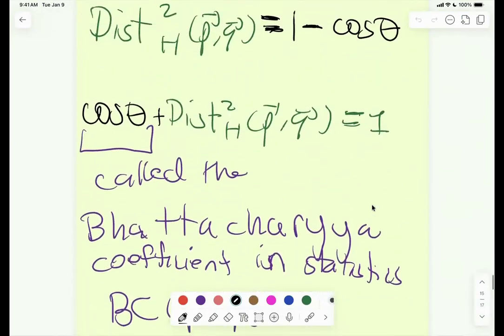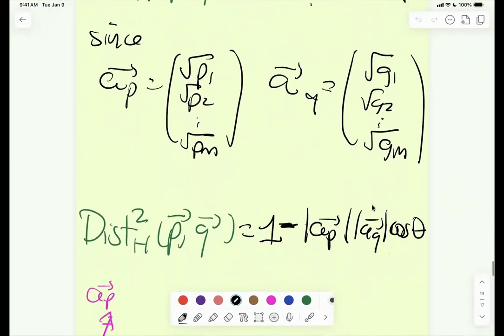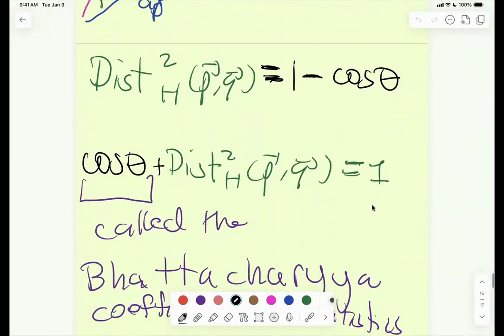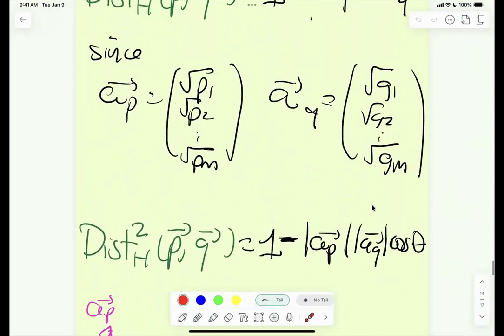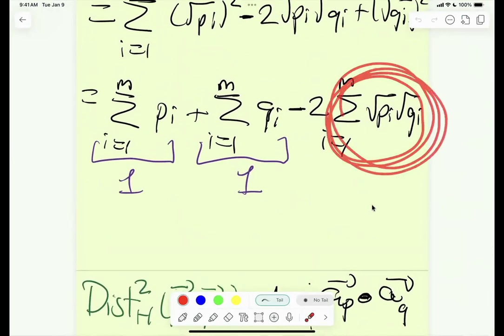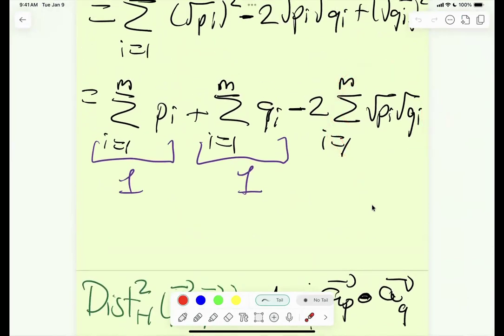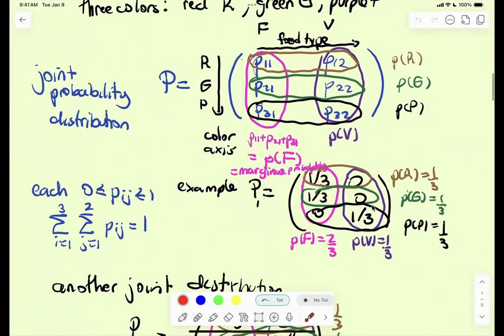It was literally just the dot product between the square roots of the vectors. So this coefficient was this thing. It was the dot product of the square roots of the probabilities. So actually that is what's showing up here. Let me put some notation in place.